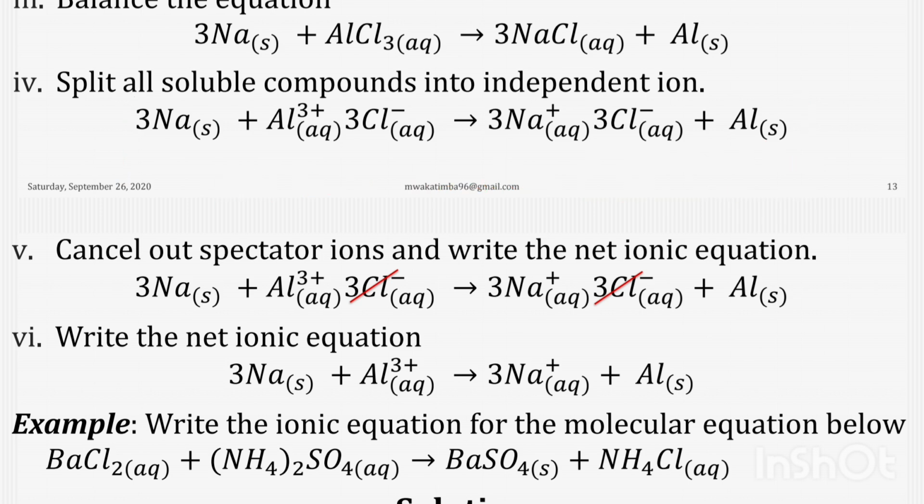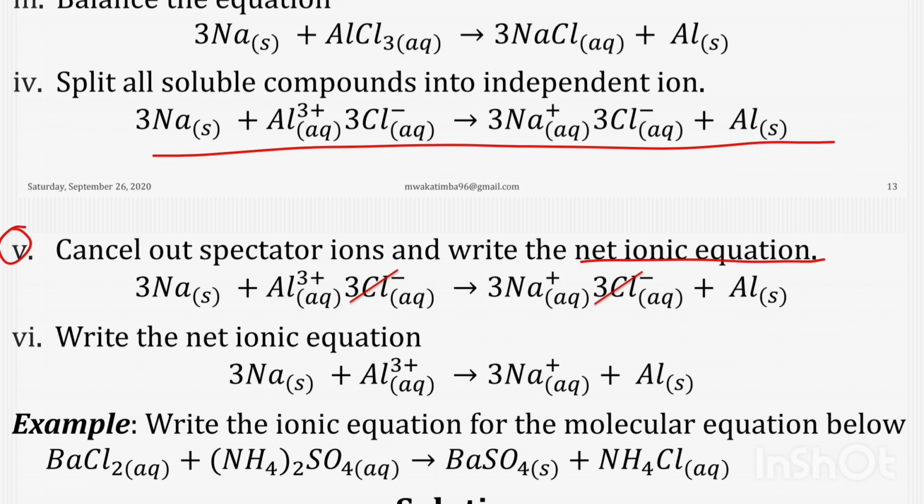But when we look at the net ionic equation, we must cancel the spectator ions. As I defined previously, spectator ions are ions that do not participate in the chemical reaction. So now we're going to look at what spectator ions look like. From this stage here, we said to cancel out spectator ions and write the net ionic equation. So this one is the total ionic equation. Now we're going to look at the net ionic equation.